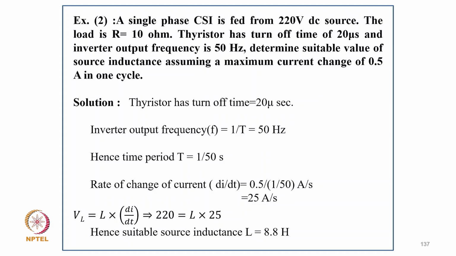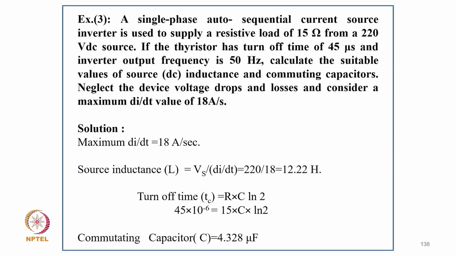The rate of change of current di by dt will be 0.5 divided by 1 upon 50, that becomes 25 ampere per second, and VL equals L into di by dt, that is 220 equals L into 25. Hence the suitable source inductance is L equal to 8.8 Henry.